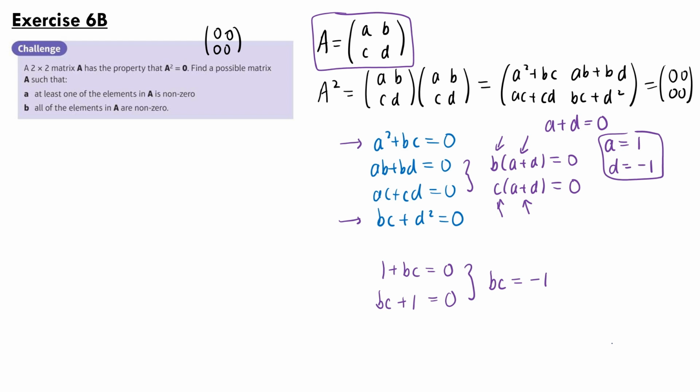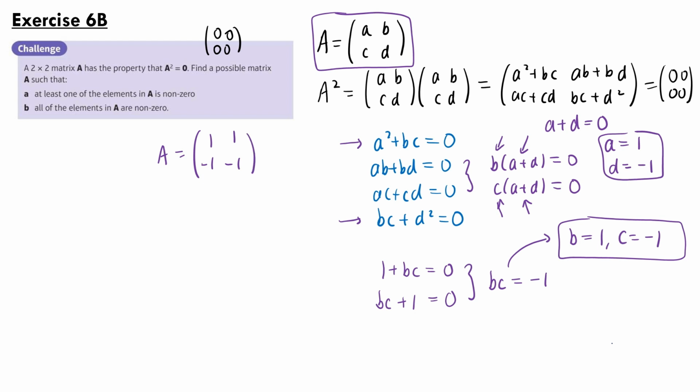Again, this could be a number of different pairs of values for b and c. But to keep it simple, let's go for b equals 1 and c equals minus 1. And now we have values of a, b, c, and d which will give us a matrix A whose square is a 0 matrix, and actually all of the elements are non-zero. So A is equal to 1, 1, minus 1, minus 1. So that's our answer for part A and for part B.